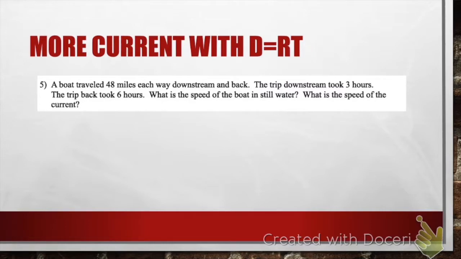A boat traveled 48 miles each way downstream and back. The trip downstream took 3 hours. The trip back took 6 hours. What is the speed of the boat in still water, and what is the speed of the boat in the current? So we're going to have, I like to draw.